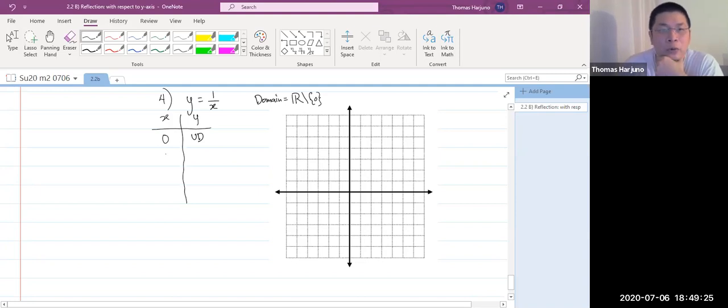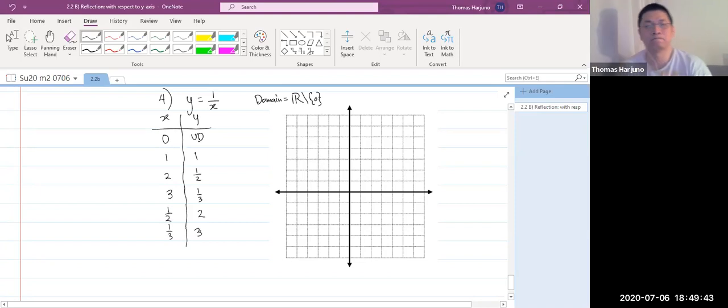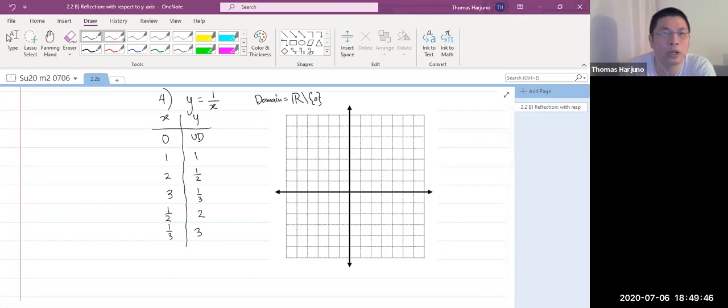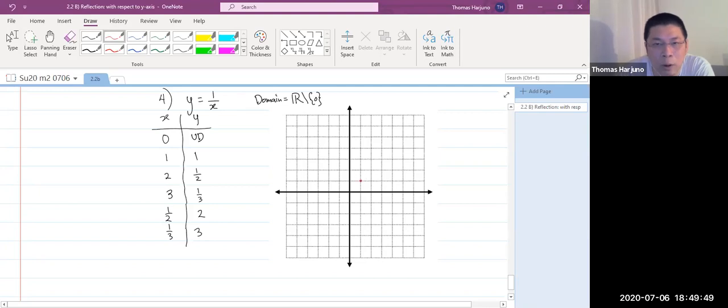When I plug in x equals 1, I get y is 1, x equals 2, the y is 1/2, x equals 3, I get 1/3. In fact, if I put 1/2 into the x, I get 2. I put 1/3 into the x, I get 3. Now let me plot these coordinates first: 1, 1, 2, 1/2, 3, 1/3, and 1/2, 2, 1/3, 3. If I connect the dots, it will be approximately something that looks like this.